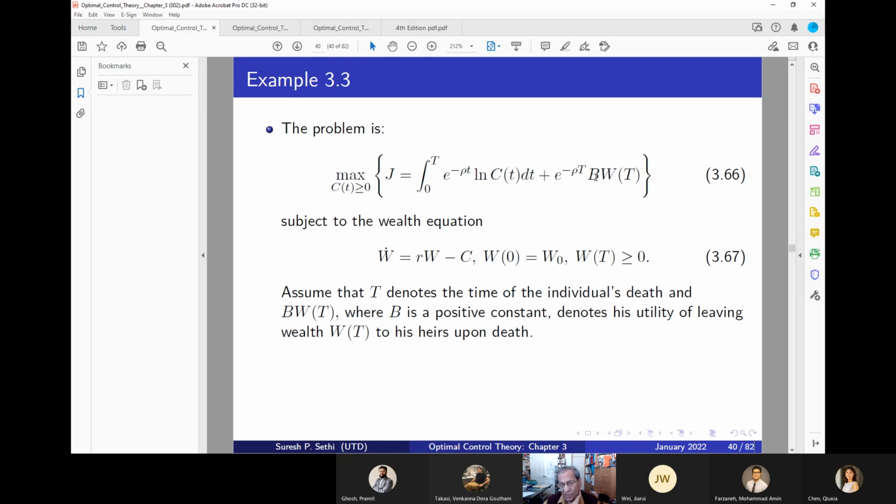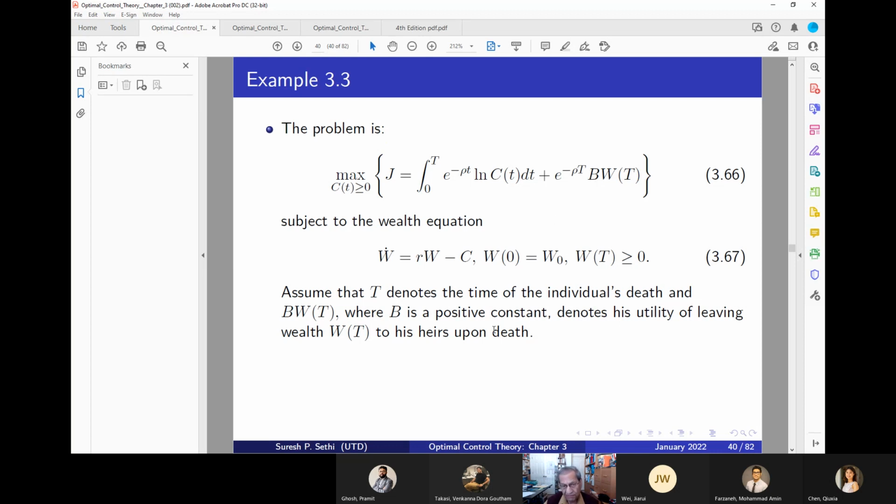So in some sense, B is the strength with which you value the bequest. Just figuratively speaking, if you value your children more, you will have a higher value of B. If you put more value on the bequest, then you're going to consume less. So you are actually sacrificing current consumption to leave more money to your children or charity or whatever.